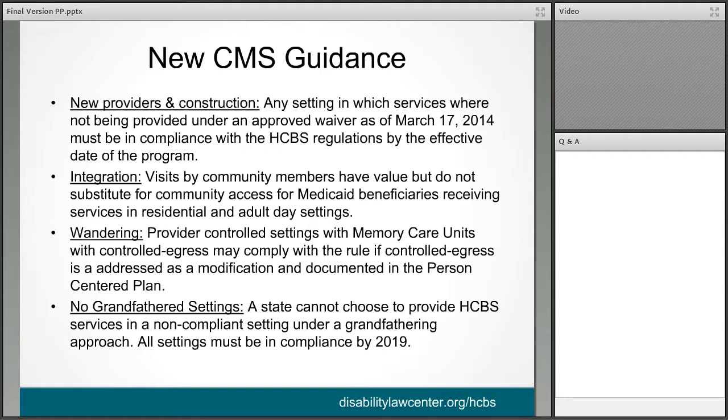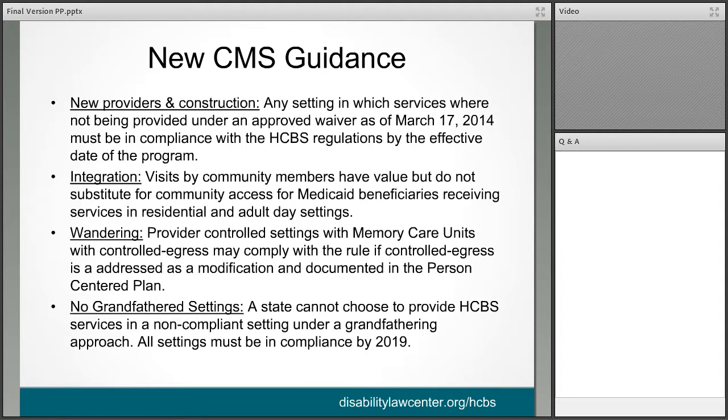And so what this means is that while providers who were licensed prior to March 17th, 2014, have the time of the transition up until 2019 to come into compliance with the new settings rule, providers that are newly licensed after 2014 and then newly constructed settings must already be in compliance. And so this is an important distinction between providers that were in existence prior to 2014 and providers that have been licensed since that time.